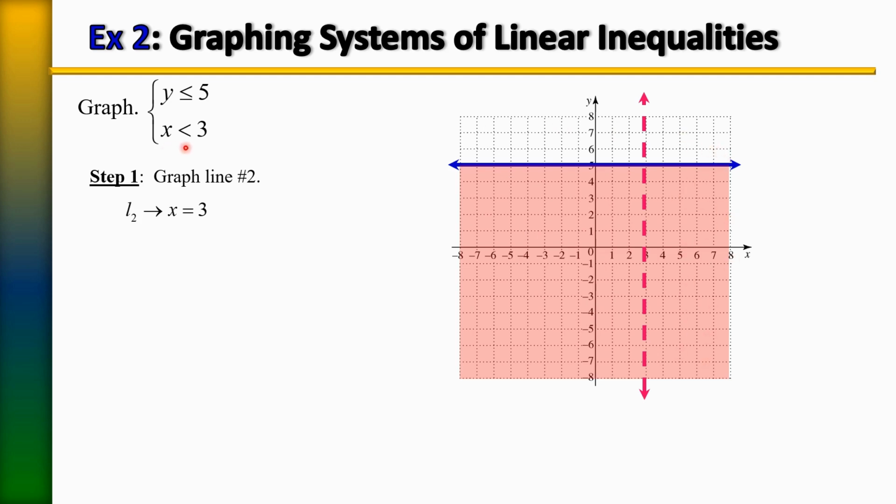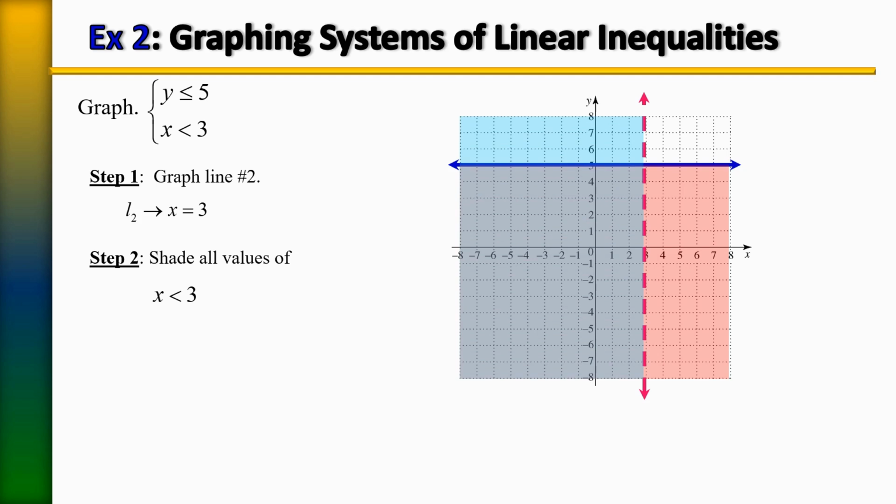Well, if we look at our equation here, it is indicating that we're going to shade all values of x that are less than 3. So would the left side be less than 3, or would the right side be less than 3? If you said the left side, you are correct, and that is the side that we will shade.